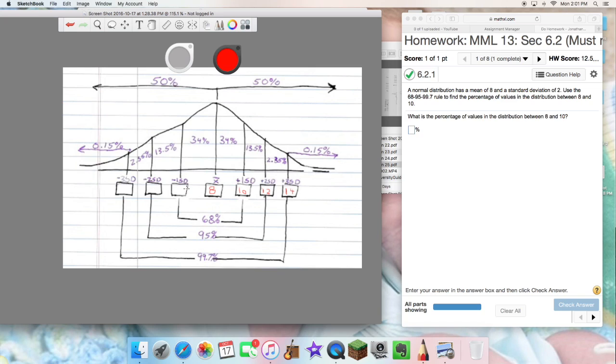Now we'll count the other way. This would be 6. Whoa, that's really messed up. This would be 6. This is going to be 4. And this is going to be 2.